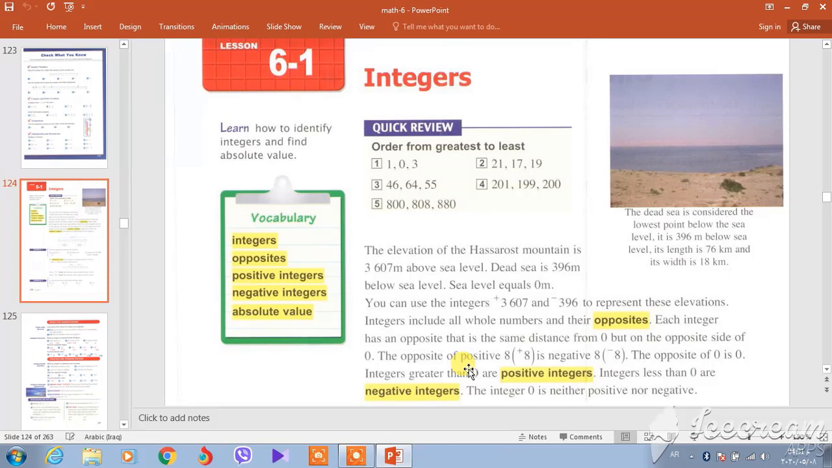Today we come back to review the lessons we studied at school. The first lesson in the second semester was about integers, so today we review this lesson. In integers we have opposites, positive integers, negative integers, and absolute value.